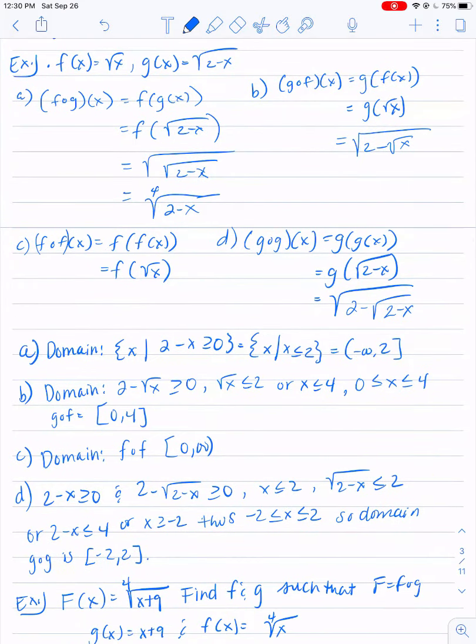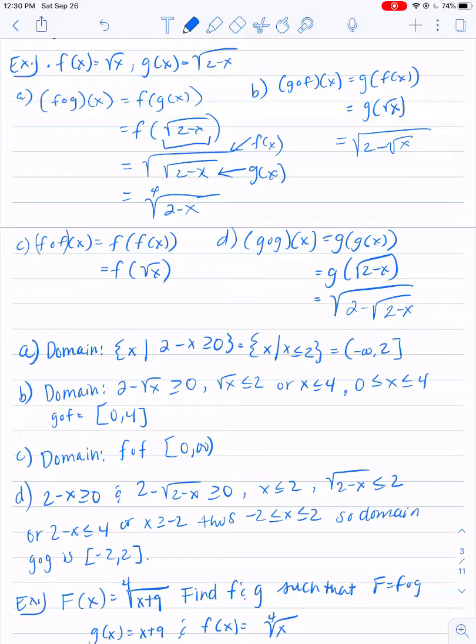Okay, here we have another example. We have f of x equals square root x, and g of x equals square root 2 minus x. So we're going to do f composed with g of x. We're plugging in our g of x into our f. So we have the square root of the square root of 2 minus x, because the outer square root is from our f of x, and the inner one is from our g of x.